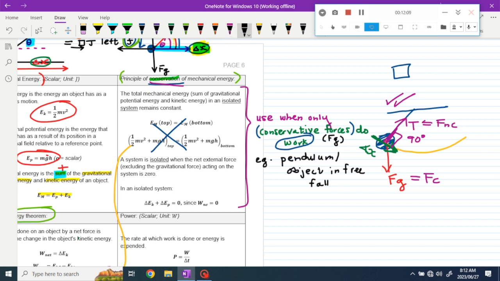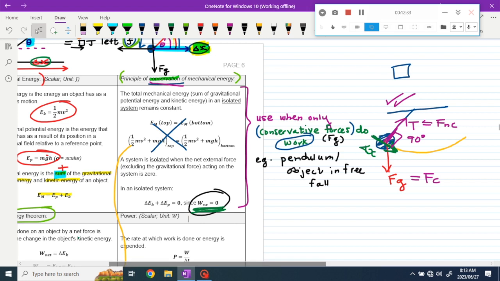Alright, so conservation of mechanical energy, when can I use it? When I only have conservative forces doing work on the object. In other words, when the work done by the non-conservative forces is equal to zero. You're going to see that at the bottom of this graph. Are there any questions?